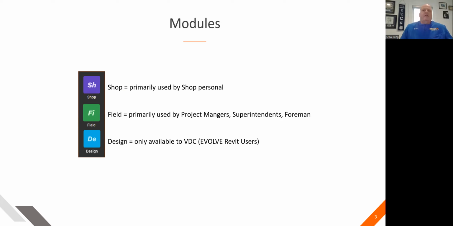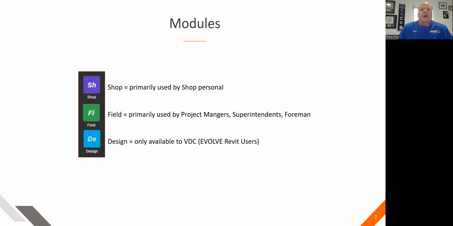Primarily in the system, we have three modules. A shop module, which is really primarily used by the shop personnel. So your shop managers, your shop floor operators, maybe some operations executive people could be there as well, looking at shop operations. But generally, all things associated with production in a facility is through that module.